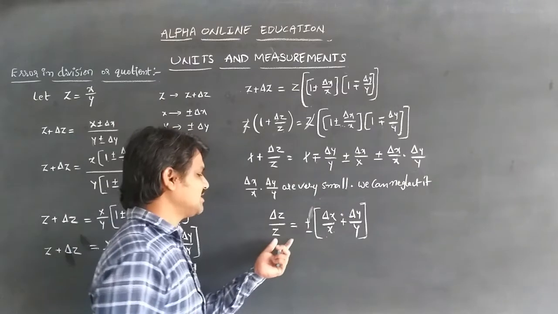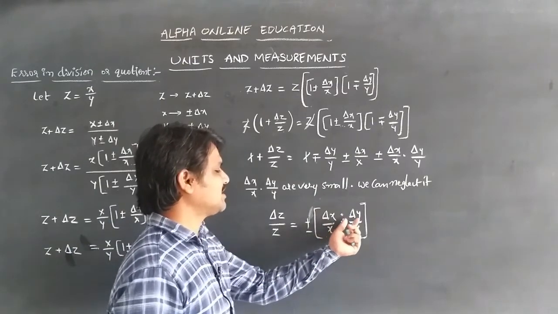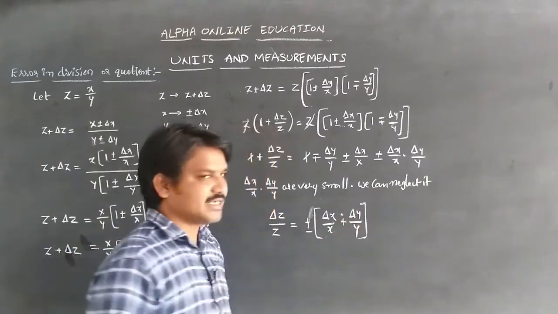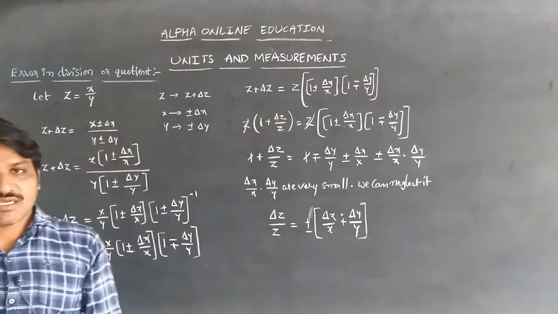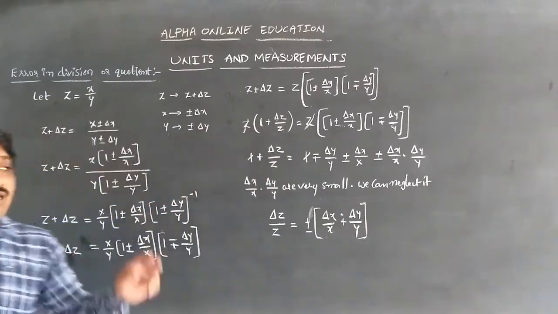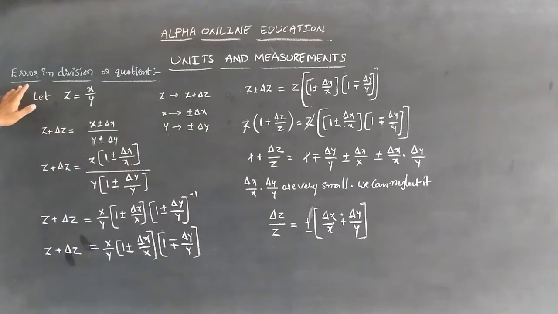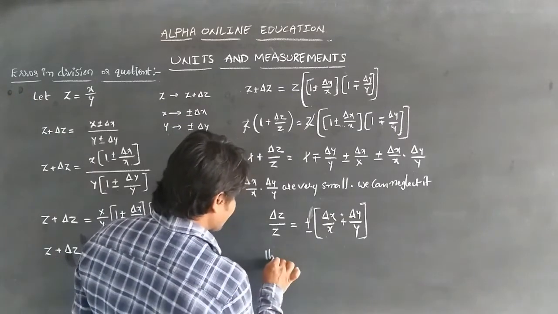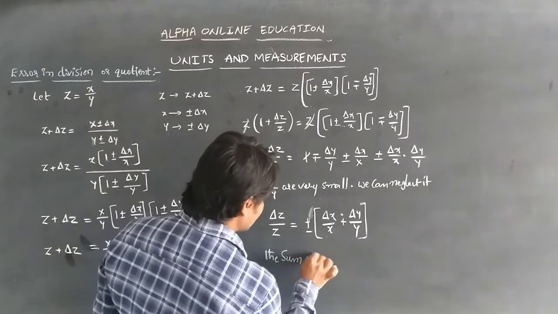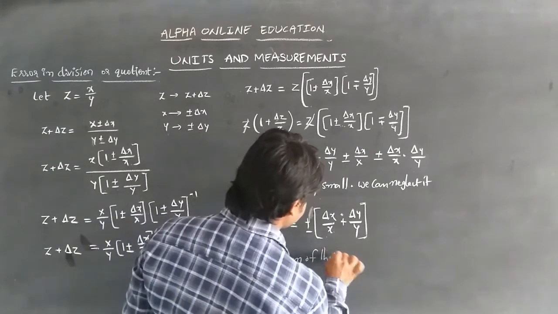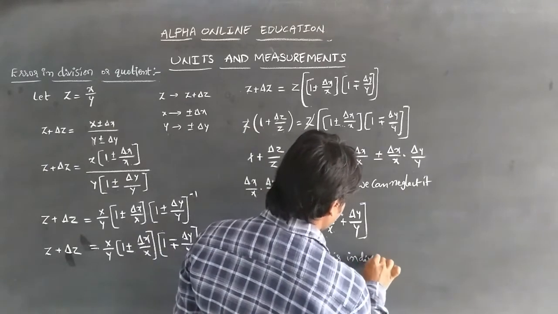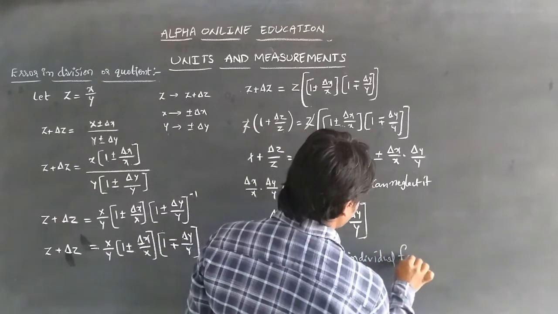So that's why delta z by z is equal to plus or minus delta x by x plus delta y by y. In this case, the error in division, or the error in a quotient, can be written as the maximum fractional error. The maximum fractional error in the quotient is equal to the sum of their individual fractional errors.